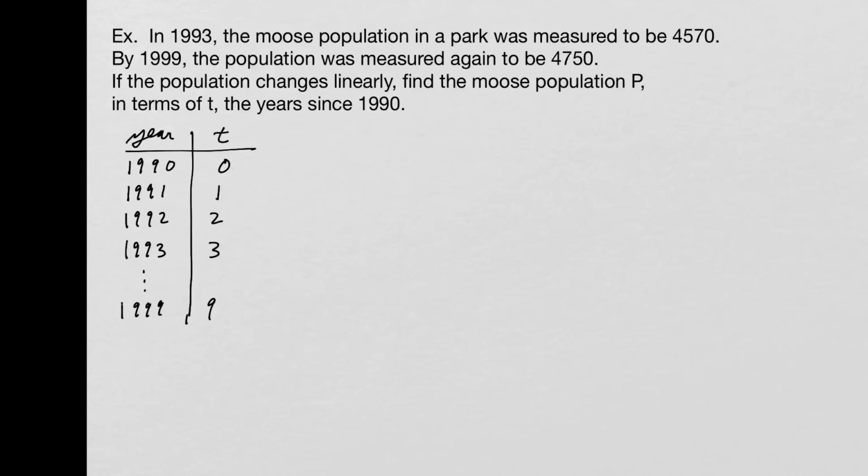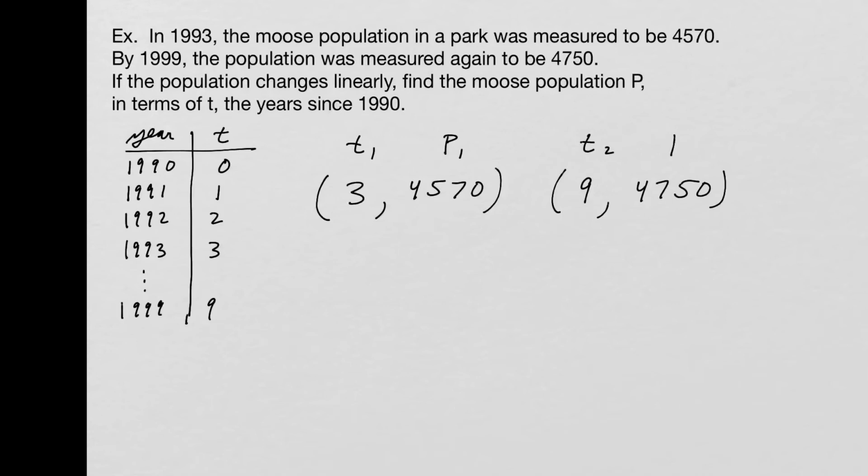All right, so it's telling us in 1993, the moose population was 4,570. So when T was 3, right, so in 1993, T is 3, the population is 4,570. Think of this as like T1, P1. And then when T was 9, so in 1999, T is 9, the population was 4,750. So this is like T2, P2.